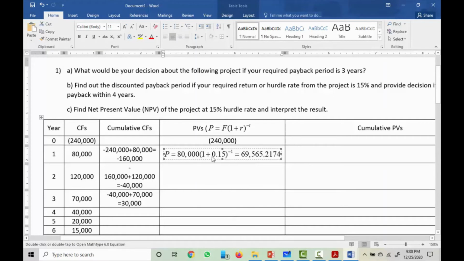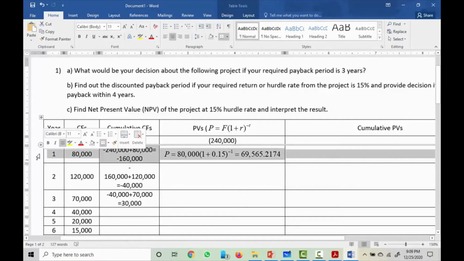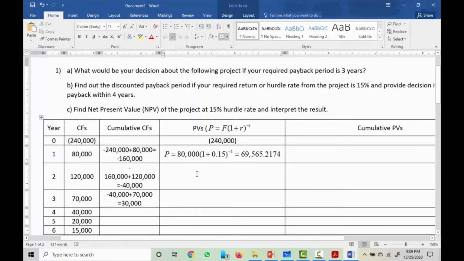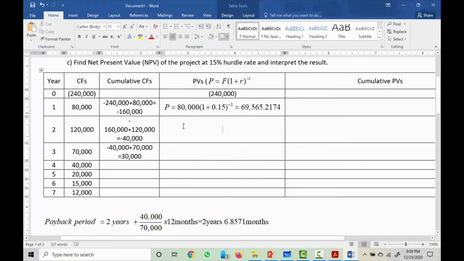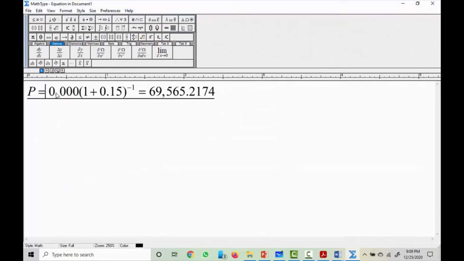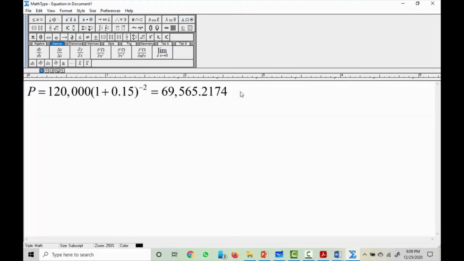In the exam, you just need to show me the calculation for the first cash flow. That means you just need to show me the present value of the first cash flow. You can just calculate the present values of the remaining cash flows and put the answer there. You don't need to write the formula or show the calculation. But I am showing you the calculation. So here this will be 120,000, and the power will be -2.